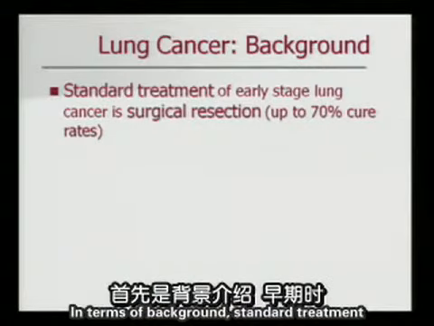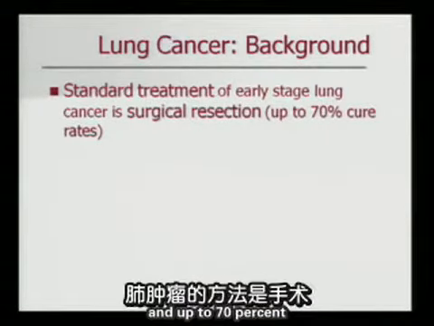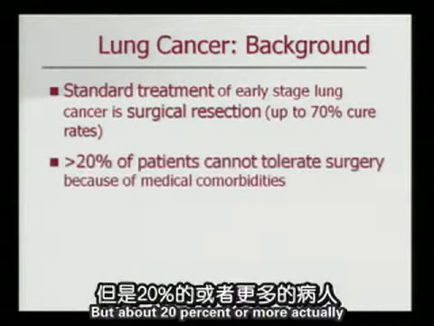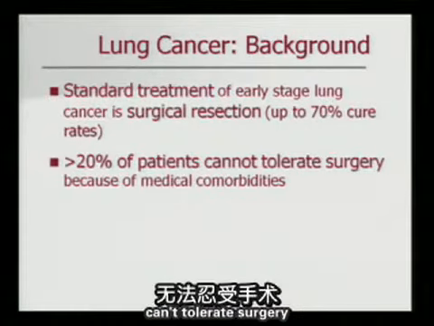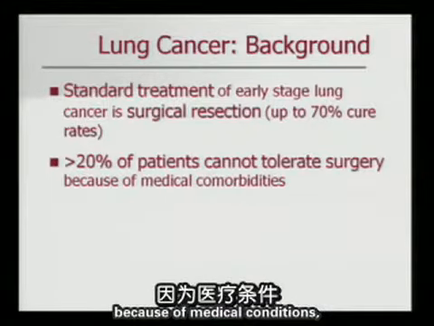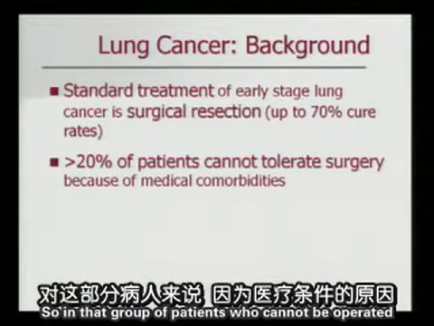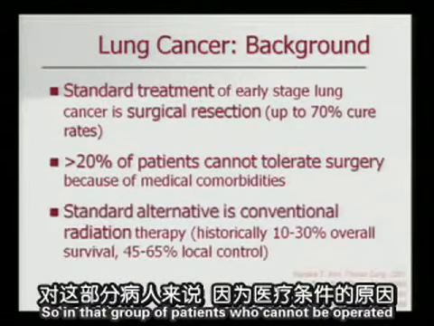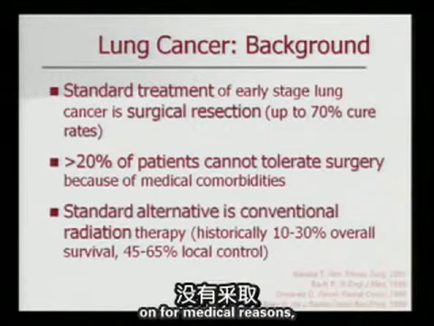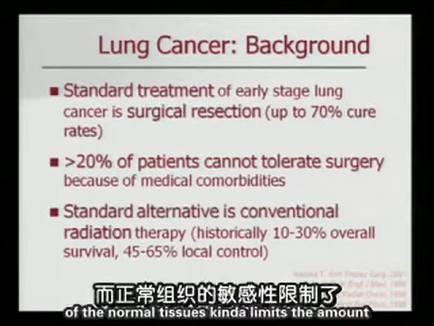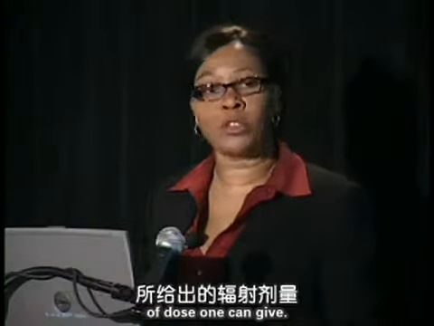In terms of background, standard treatment for early stage lung cancer is surgery, and up to 70% of these patients can be cured by surgery. But about 20% or more actually can't tolerate surgery because of medical conditions, heart disease, lung disease, and so surgery would be very difficult. So in that group of patients who cannot be operated on for medical reasons, we have standardly used the alternative of conventional radiation, again in this recurring theme that the sensitivity of the normal tissues limits the amount of dose one can give.